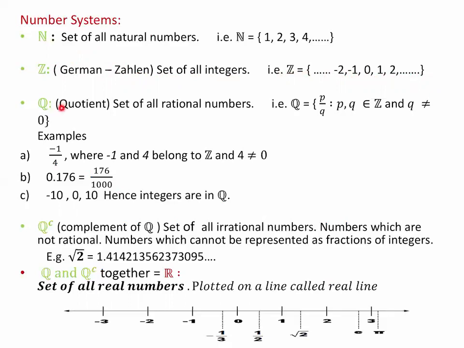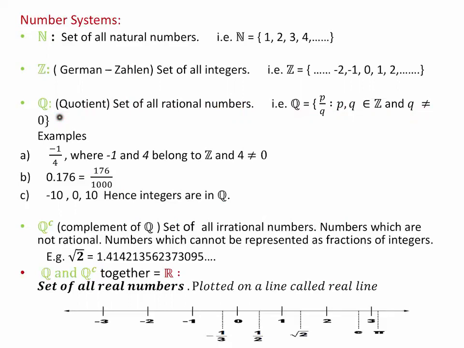The next number system is Q, which represents quotient. So Q is nothing but the set of all rational numbers, which has elements of the form p by q, where p and q belong to Z. That is, p and q are integers, and q can never take the value 0. q can never be equal to 0.